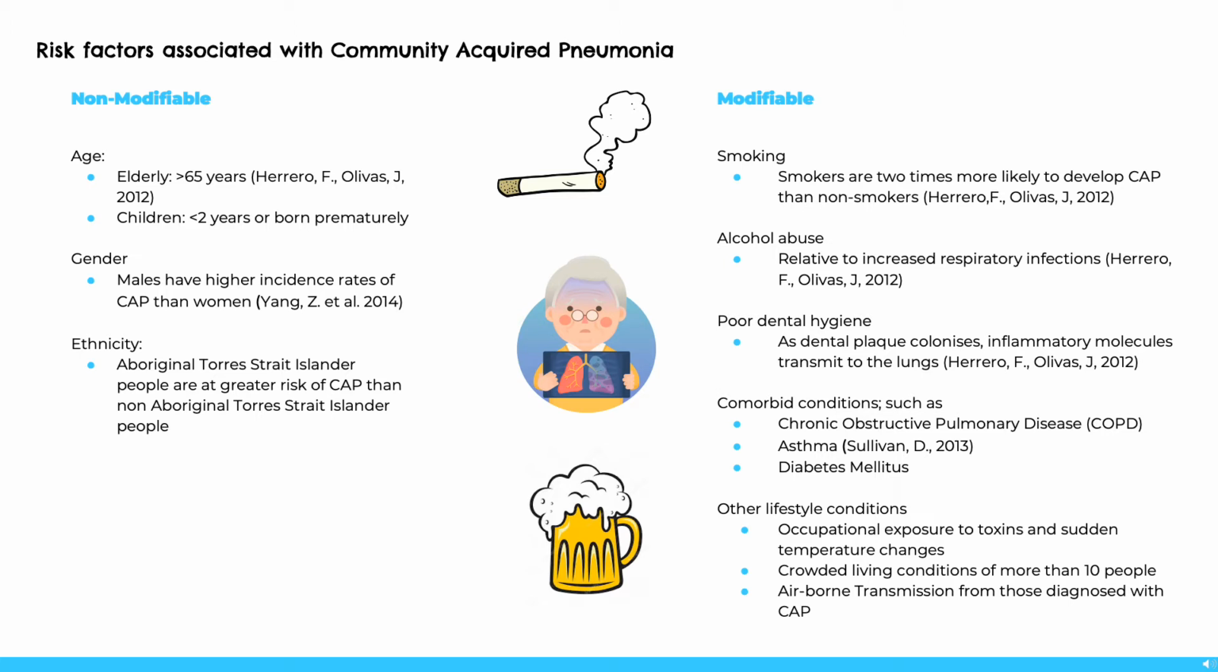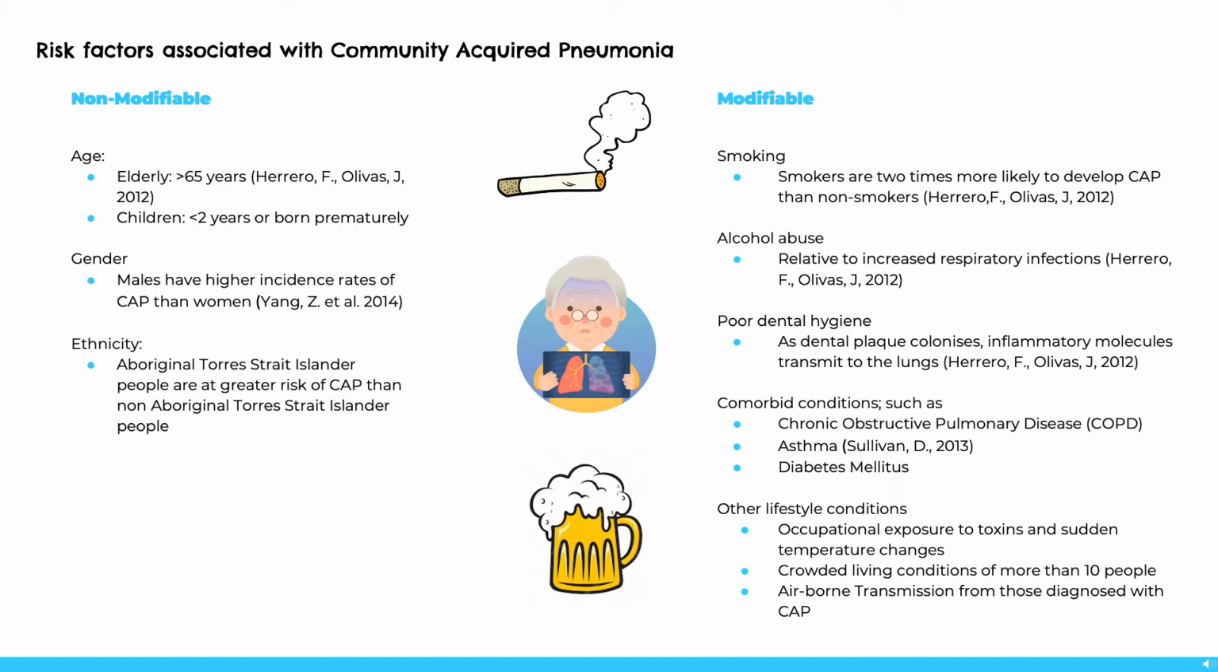Gender is another risk factor for community-acquired pneumonia. Males present higher incidence rates in community-acquired pneumonia than women. Studies have found that estrogen boosts the ability to fight off bacteria, thus women pose less risk. Aboriginal and Torres Strait Islander people are also more likely to suffer from pneumonia than non-Aboriginal and Torres Strait Islander peoples.